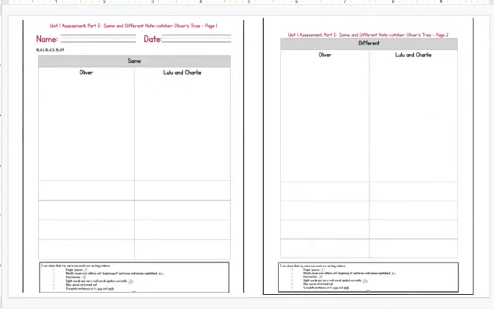Okay, now let me show you how we're going to do that. This is the assessment that you are going to be working on today. You'll see that it has two sides. The first side is about things that are the same, and the back side is the things that are different. So we're comparing and contrasting.